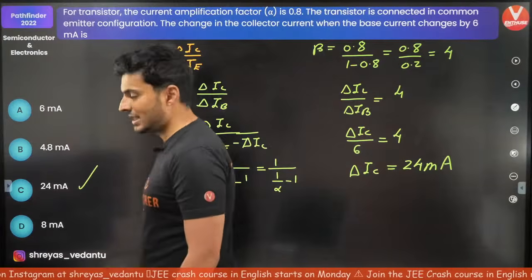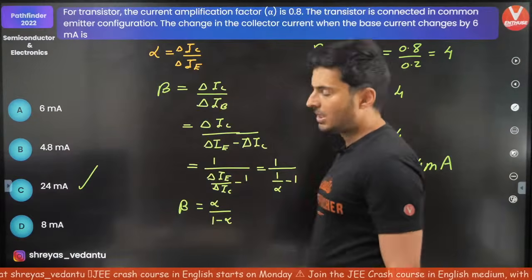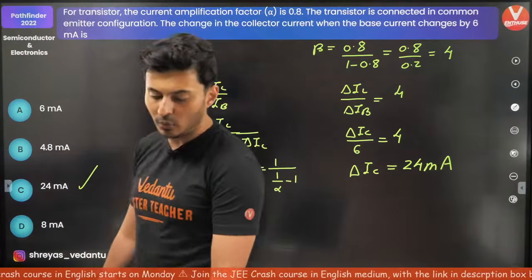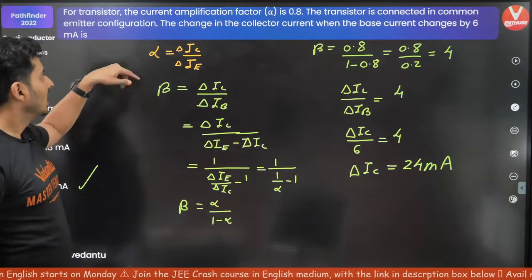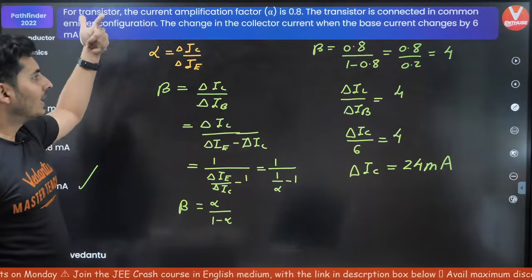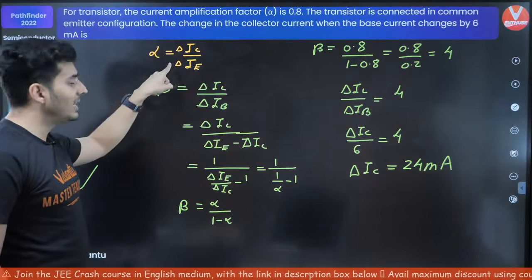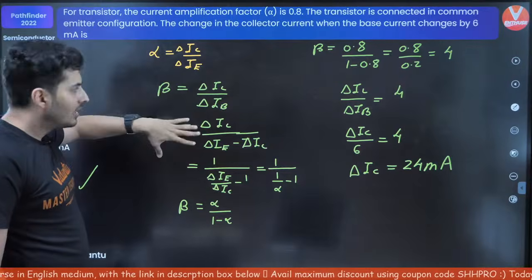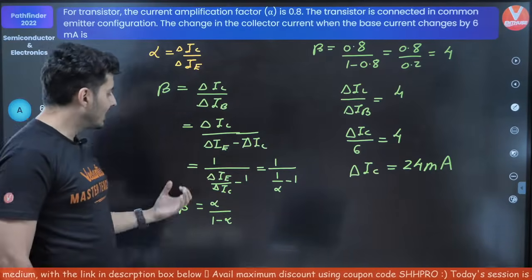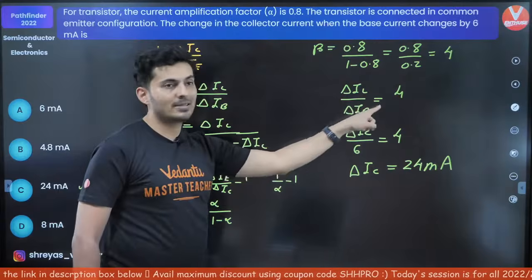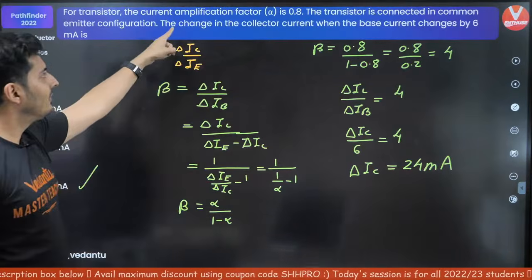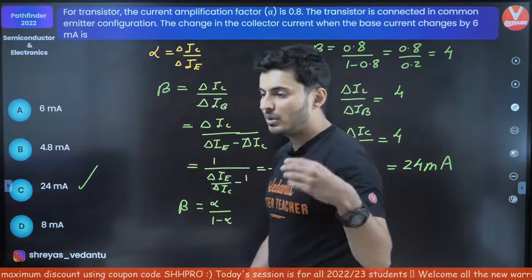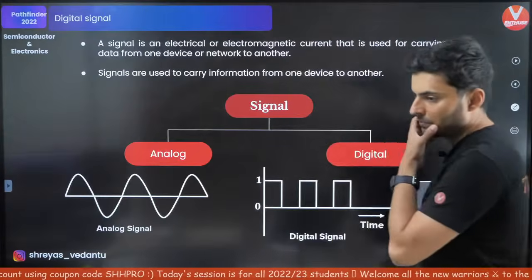Do I have that option? Yes, I have it. This is the correct answer. The point here was that alpha was given, but the base current was also given, and the base current does not come in the alpha formula. So we had to convert that alpha into the beta form, and once I get that, I know the beta formula has the base current. From that I can find the collector current. So that was the whole flow of this question. It's all about using these two or three formulas again and again.